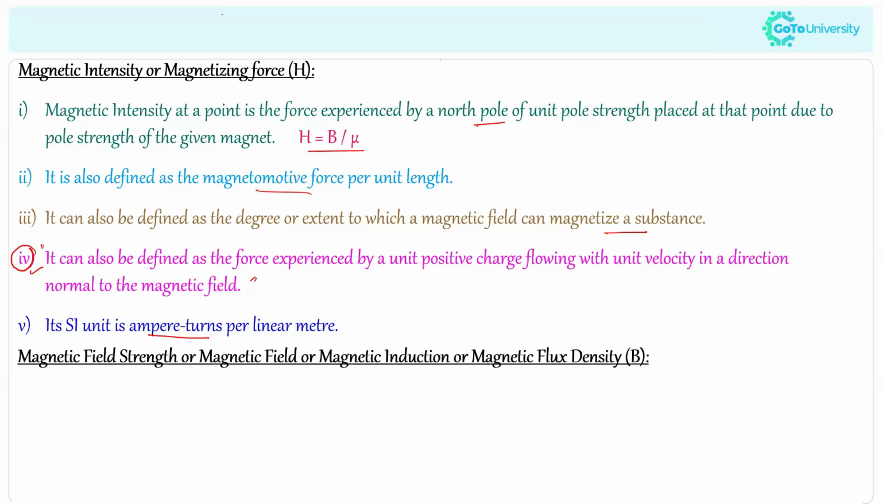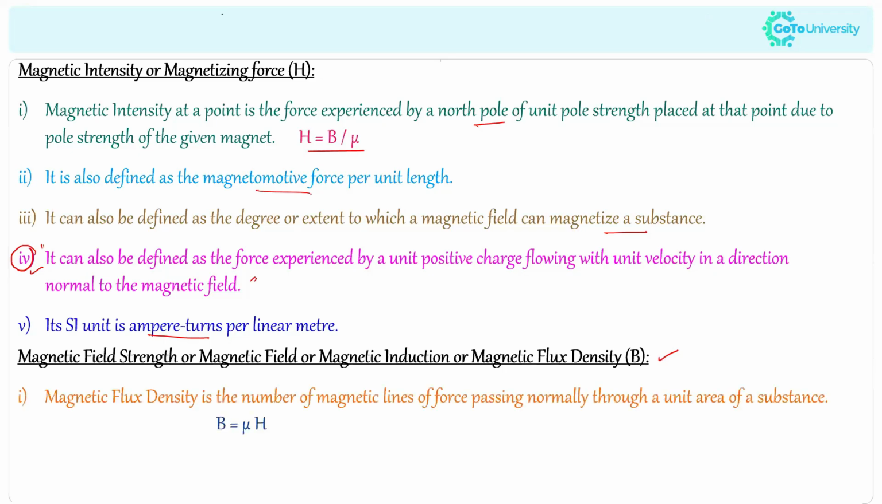Now we are moving to magnetic field strength, or else we can say magnetic induction, magnetic field, or magnetic flux density. Keep it in mind, if you get these terms, all are representing a similar quantity. Don't get confused. Now we can define it. Magnetic flux density is the number of magnetic lines of force passing normally through the unit area of a substance. B here represents the magnetic flux density, which is equal to mu times H. H is the magnetic intensity, right?